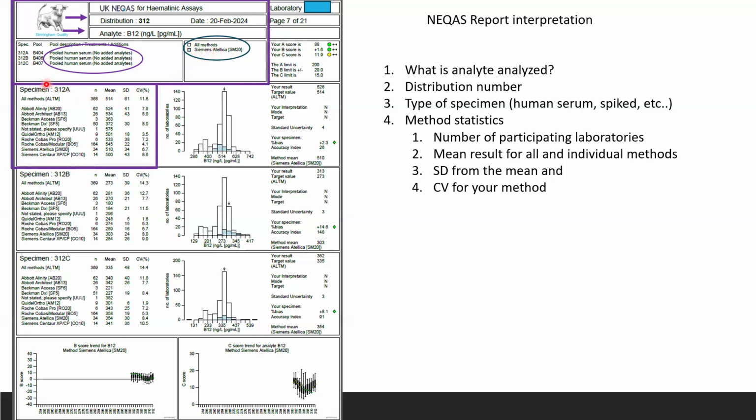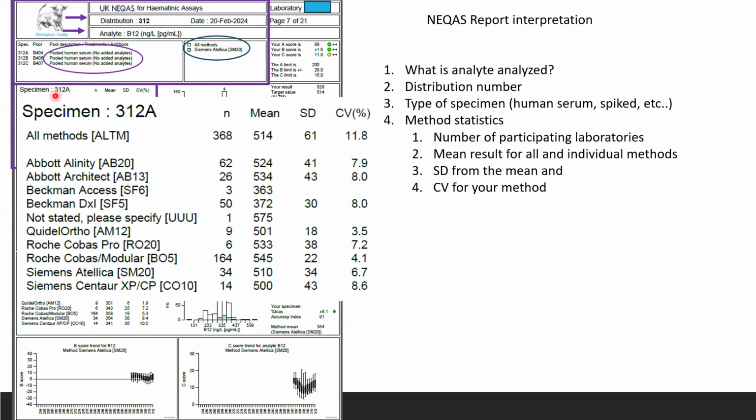Then in this next bit, we look into the method statistics, and I've put this in a little bit of a larger picture. So we have the total number of methods that were participating in this distribution, and then we have the mean of the results, the standard deviation, and the coefficient of variation. And then for each of the methods that were participating in this distribution, we have the same. The number of participating labs, the mean for that particular method that was used, their standard deviation and coefficient of variation.